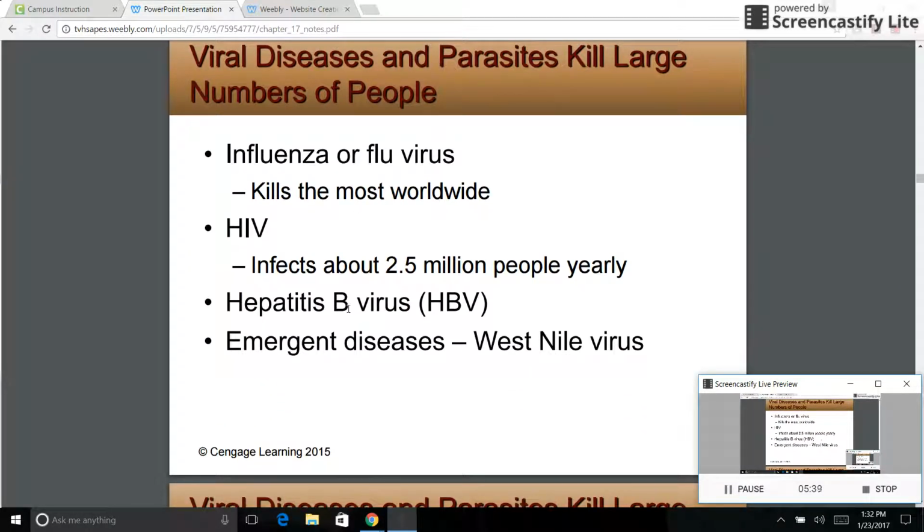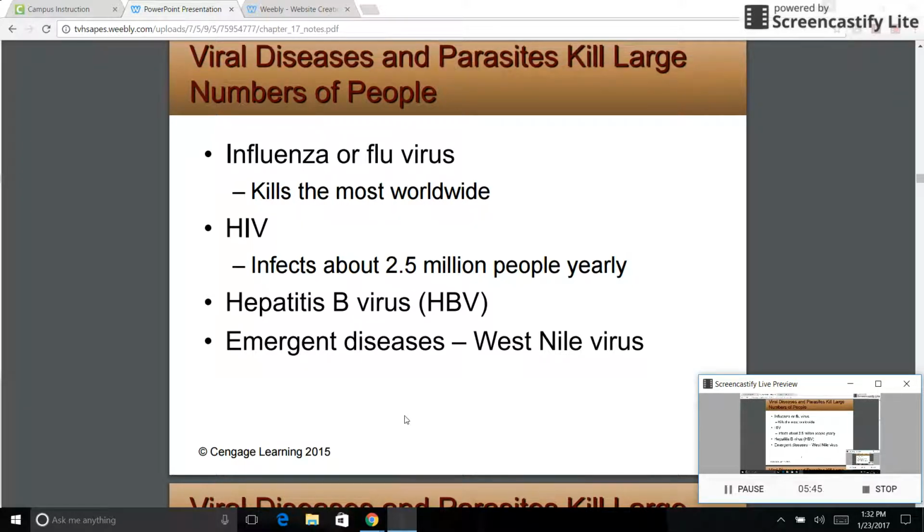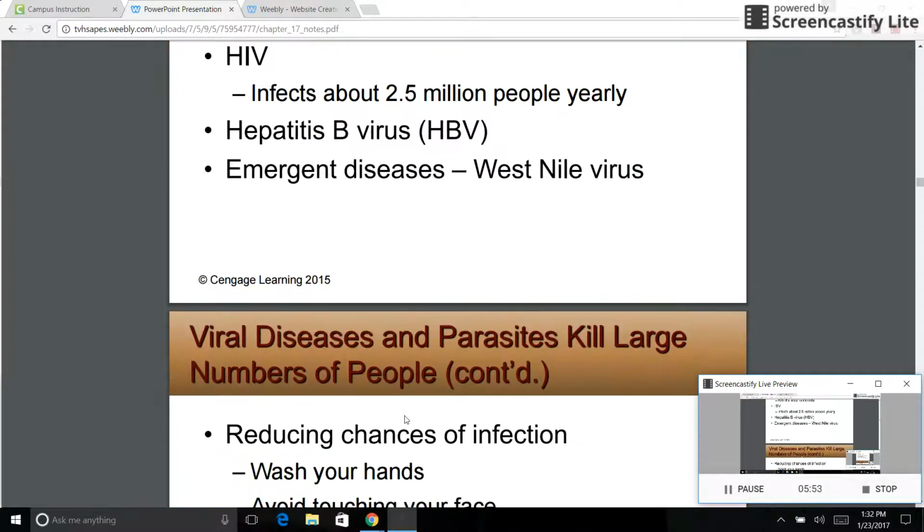Viral diseases, these are the big ones to be familiar with. I think in your notes I added Ebola as well, but influenza or the flu virus, HIV, hepatitis B, and then emergent diseases like West Nile, Ebola, avian flu, that type of stuff.